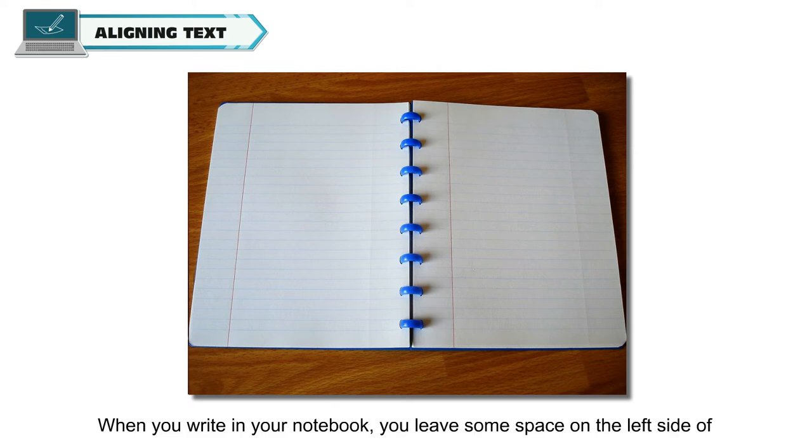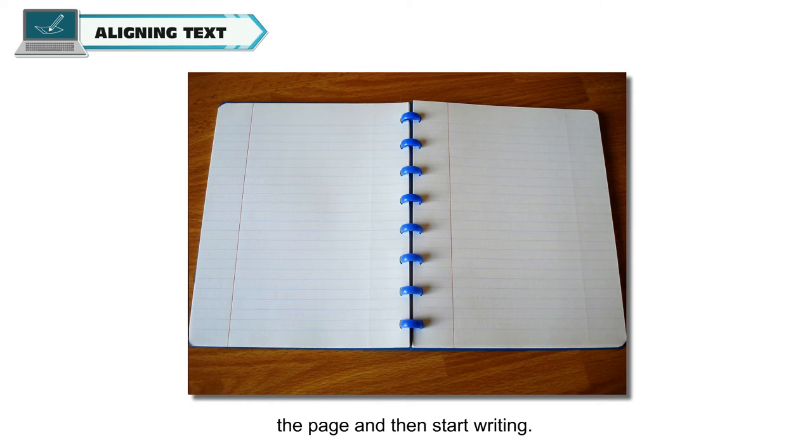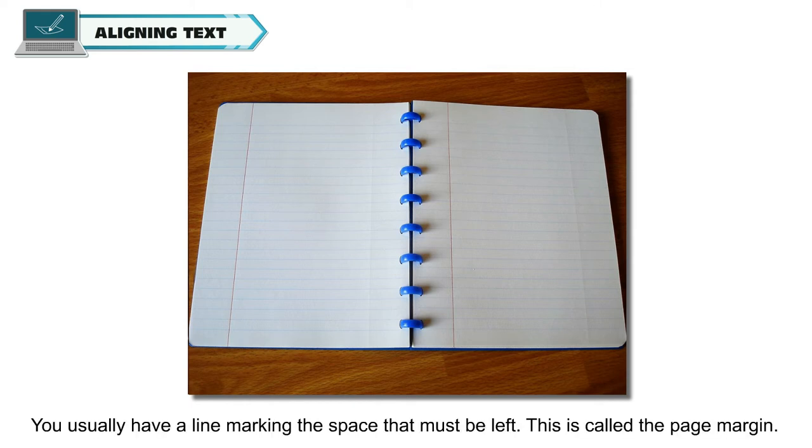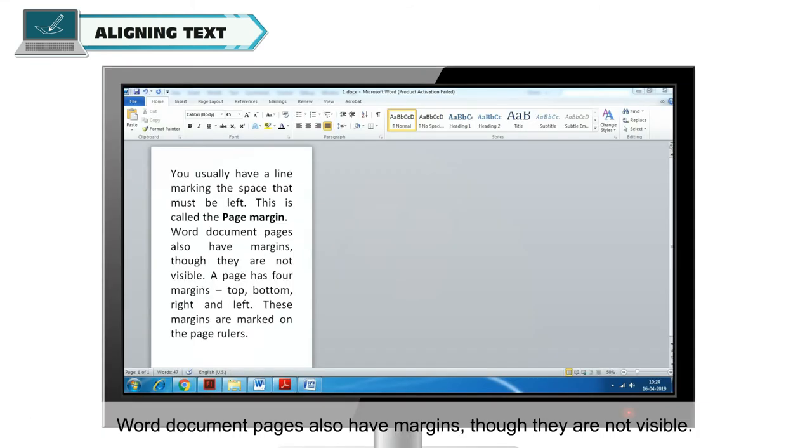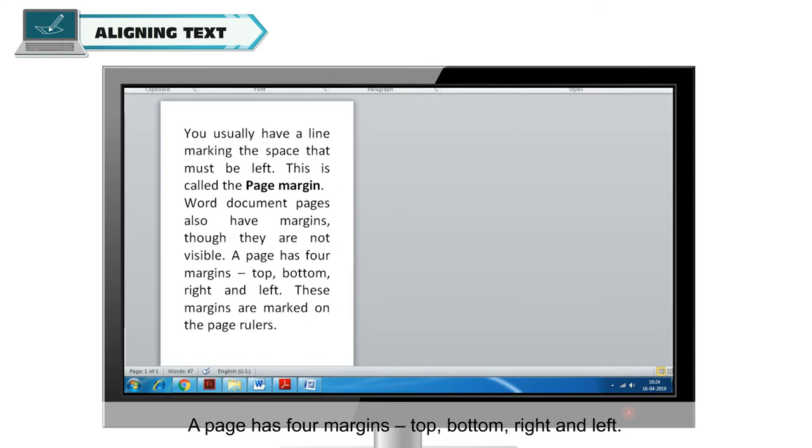Aligning text. When you write in your notebook, you leave some space on the left side of the page and then start writing. You usually have a line marking the space that must be left. This is called the page margin. Word document pages also have margins, although they are not visible. A page has four margins: top, bottom, right, and left. These margins are marked on the page rulers.